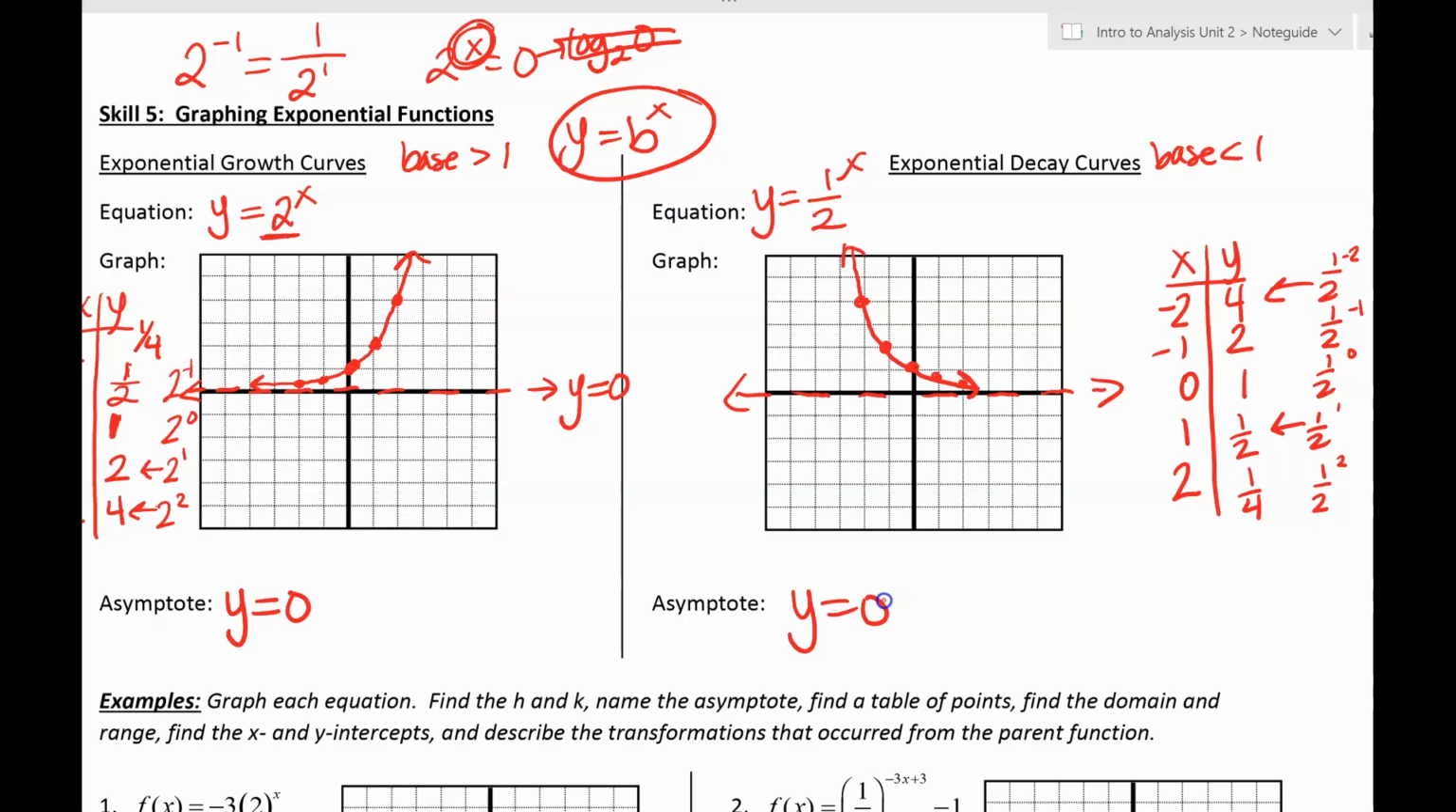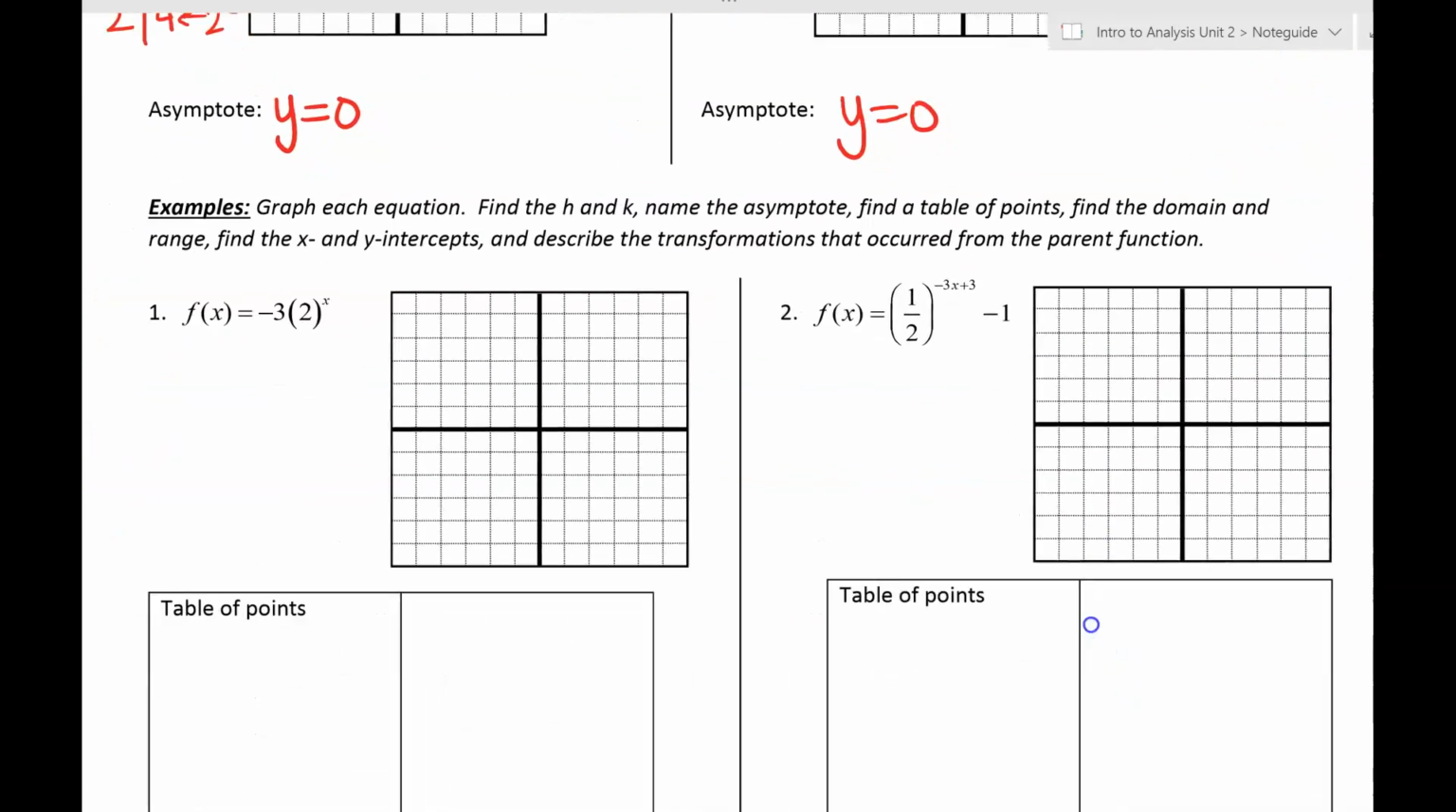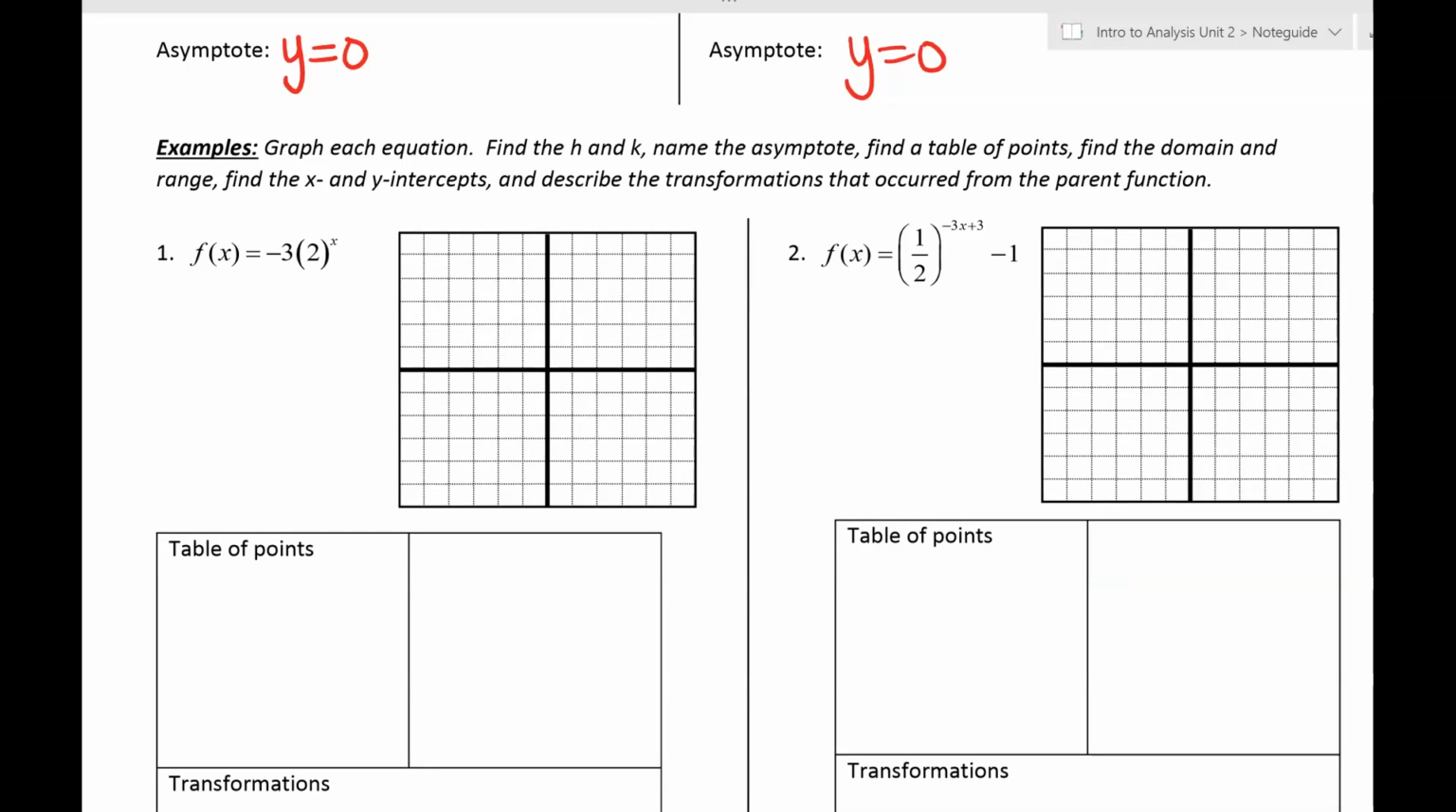So these are your parent functions for these, but we can change the base of 2 or 1/2 to many different numbers. So we're going to do a couple of examples. So for the first function, notice that it's based on a parent function with 2. So for our table of points, the parent function would be based on a base of 2 as well. And you guys actually have this one above in your notes. So I'm just kind of getting those values from there. And don't forget your asymptote. So my asymptote is a y value of 0. And now I'm going to go through and do the transformation.